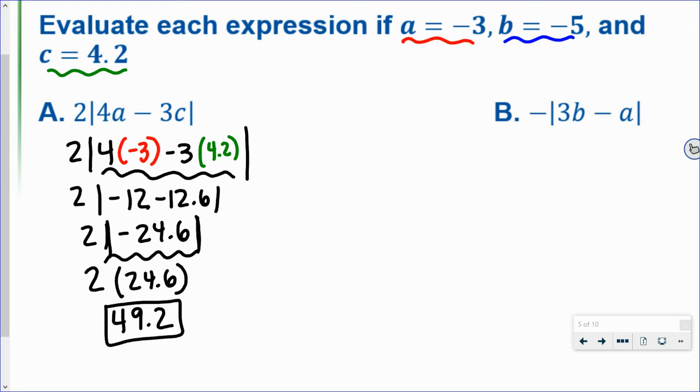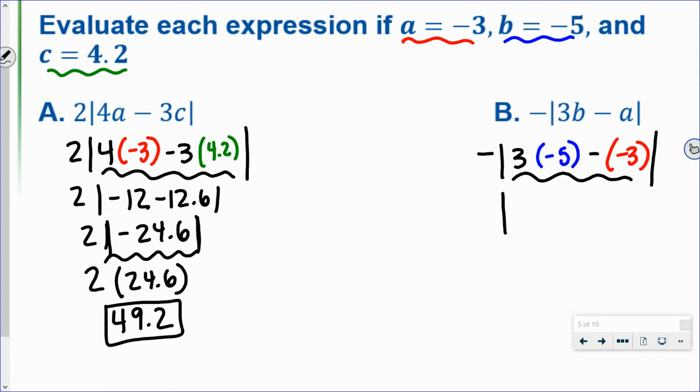Okay, I want you to try letter B, so go ahead and pause the video, try letter B, and then check back in when you're done. Same thing for letter B here. We're going to first start by substituting in the given value. So B is -5. We haven't used that one yet. Minus A, which is -3. Okay, so that should have been your first step.